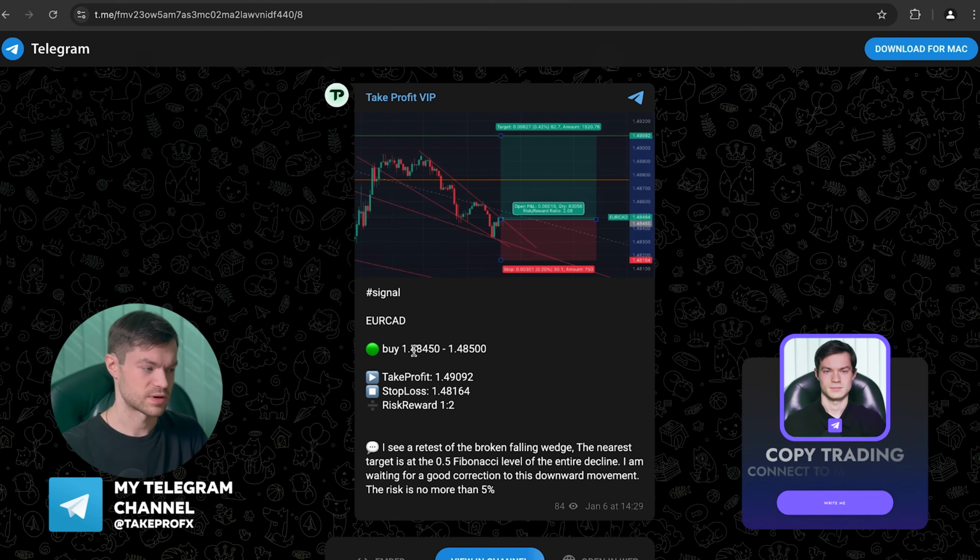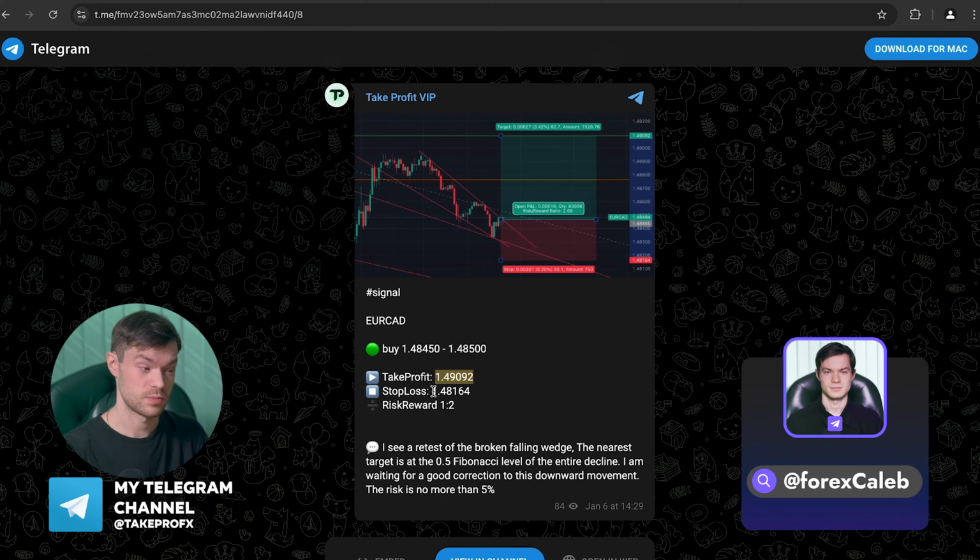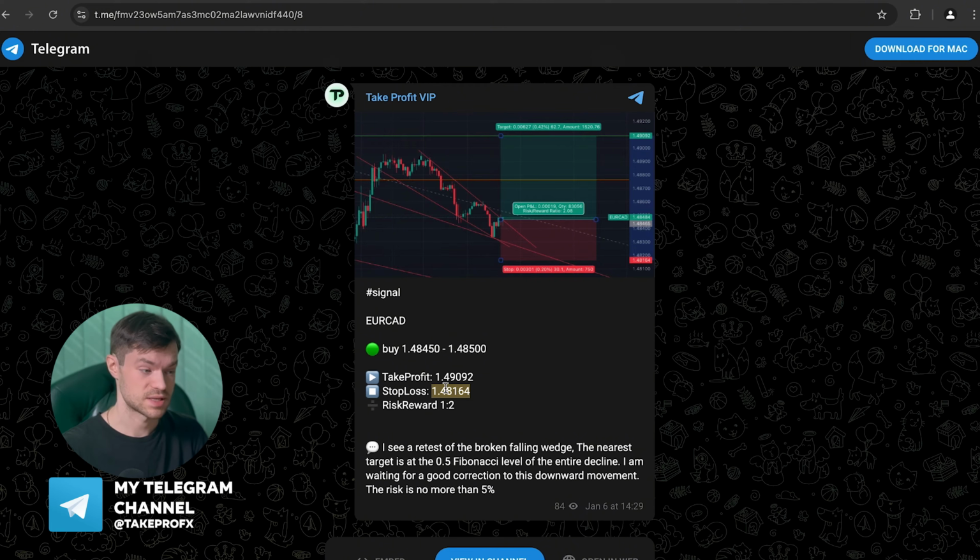This signal was perfectly described in my Telegram channel. Here we have a buy point. Take profit is just the level of 0.5 of Fibonacci, and the stop loss we have set according to the risk reward of 1 to 2.